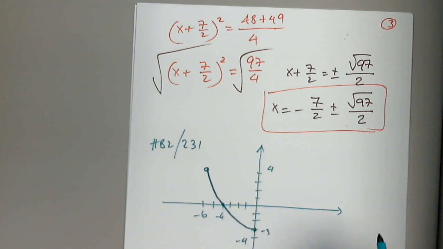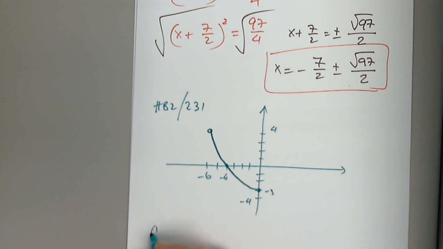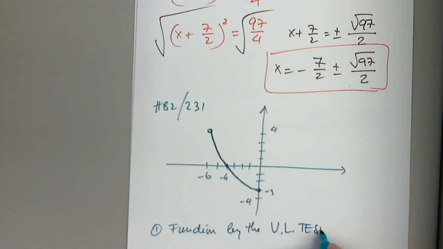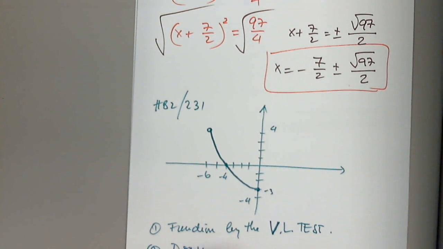So I will write 1, function, by the vertical line test. Function by the vertical line test. Number 2, we're asked to find the domain. And number 3, we're asked to find the range.